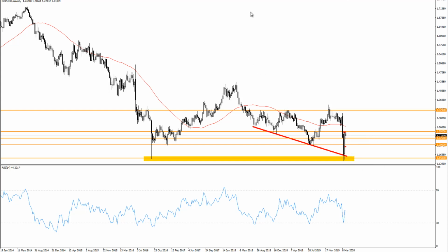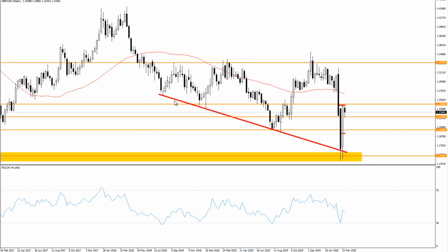But from what we can see so far, this downsloping trend line through the lows and the fact that we seem to be just about holding on to the 30 level on a weekly RSI, to me would suggest that actually there's a good chance we've put in a base for now.